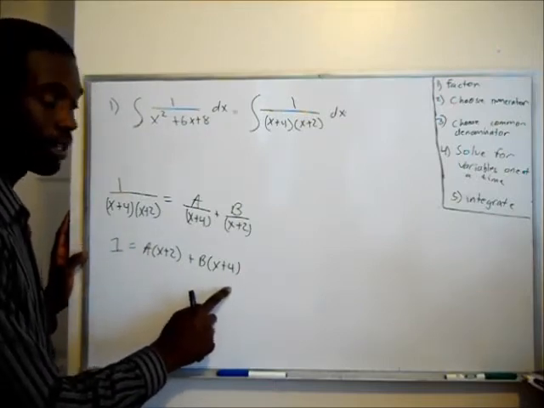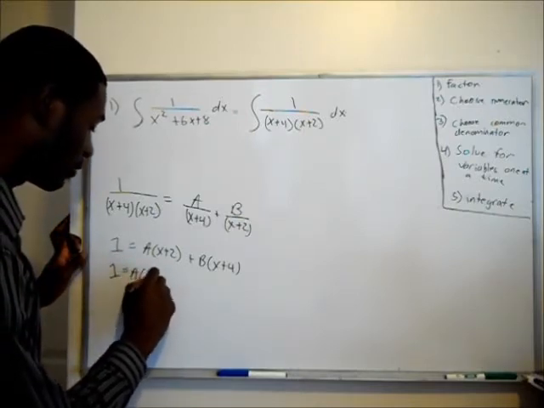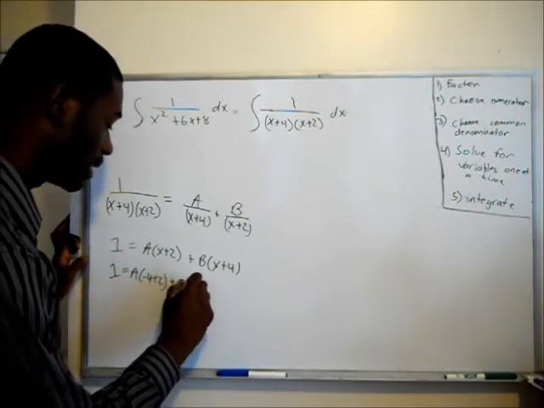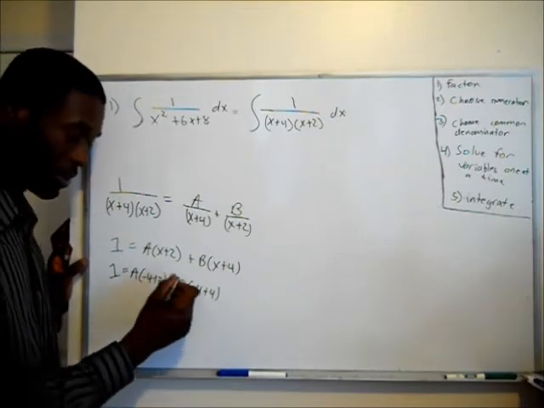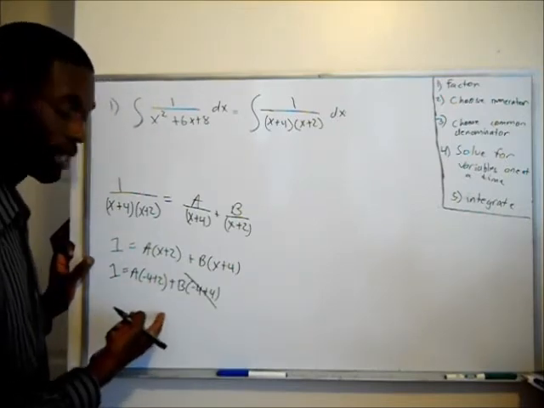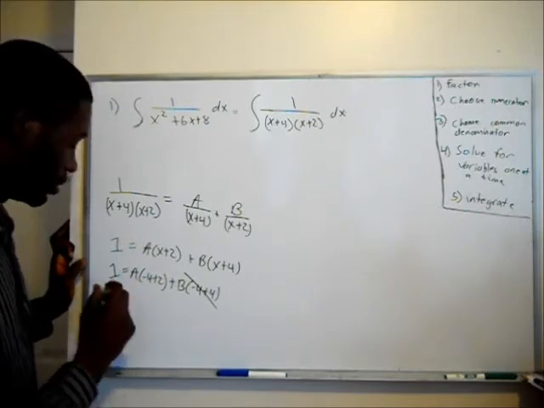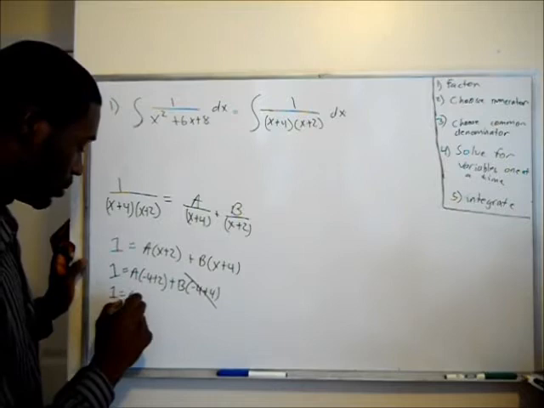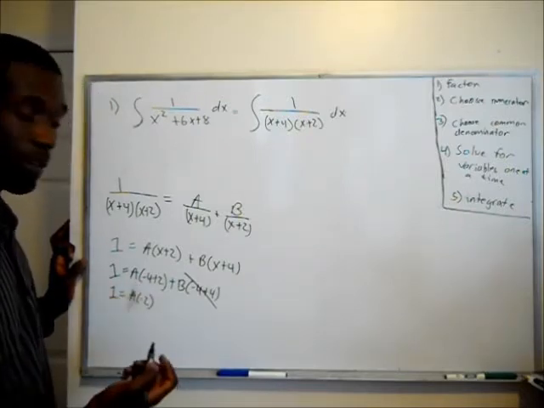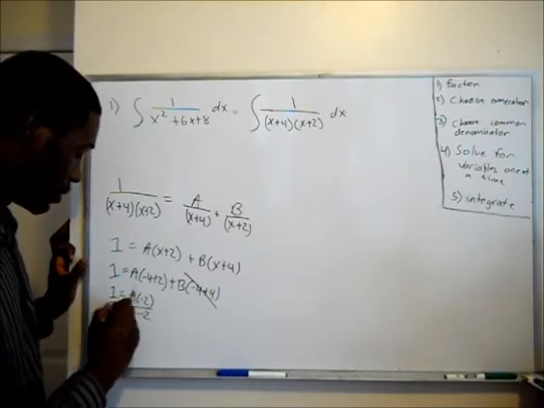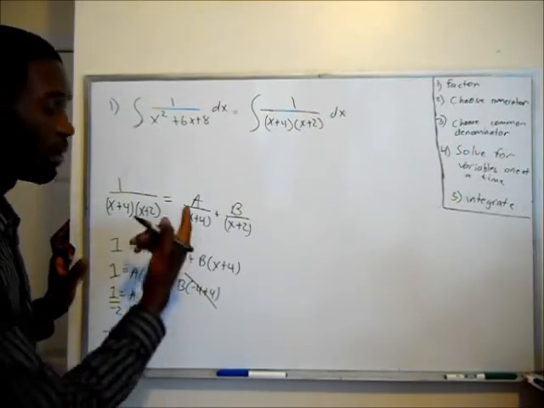When I plug in -4 here, this is going to become 0. So I'm going to get 1 equals a times (-4 plus 2) plus b times (-4 plus 4). So -4 plus 4 is 0, so 0 times b is gone, and I'm left with this. 1 equals a times (-4 plus 2), so it's going to be 1 equals a times -2. Alright, and I can divide both sides by -2, so -1/2 equals a. So I found out what my a is.